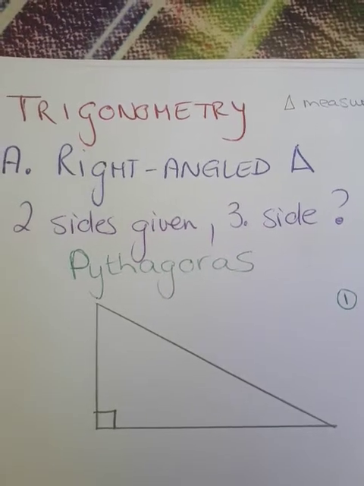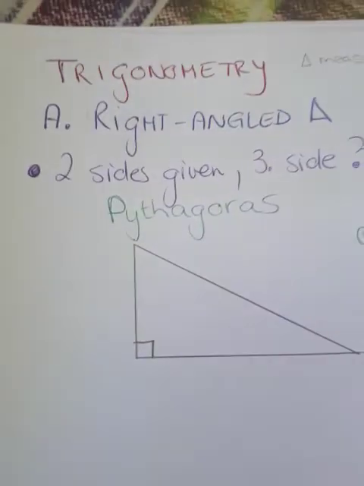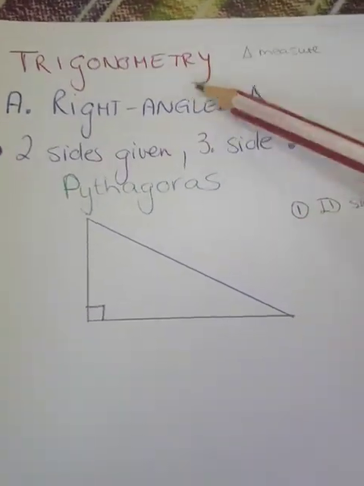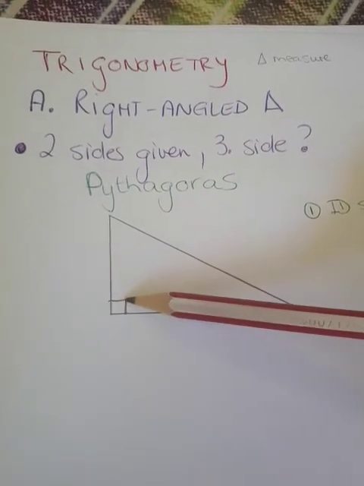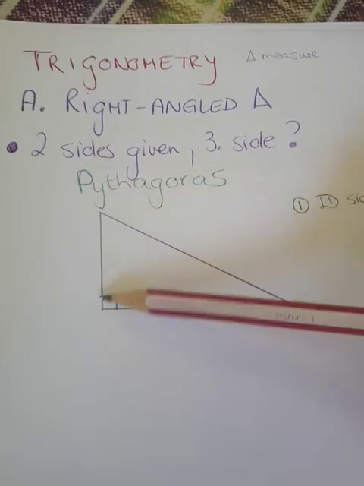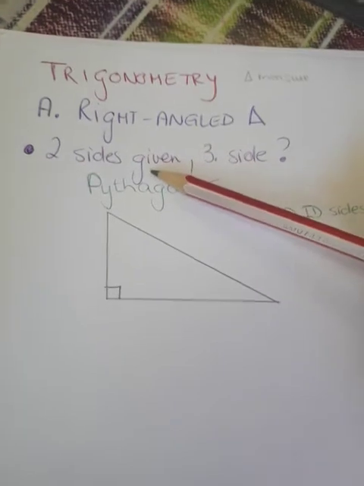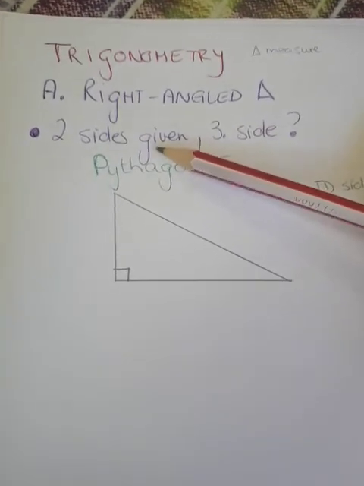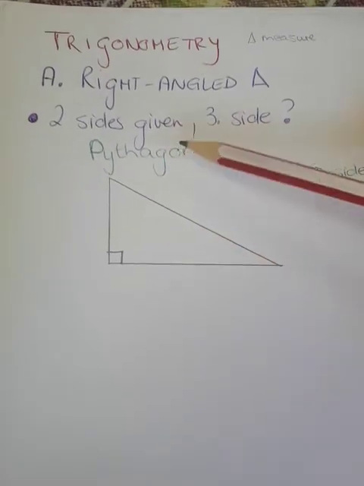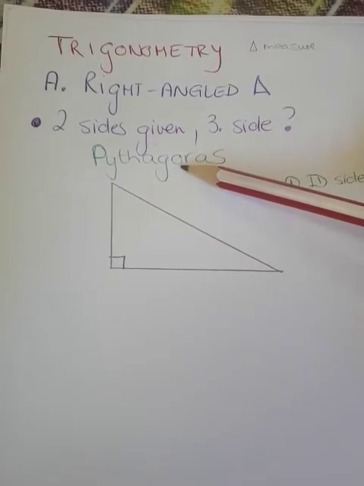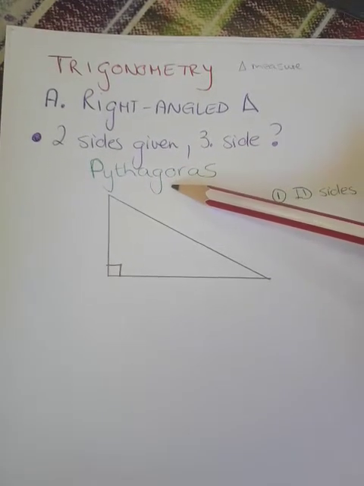Hello, today we are starting with trigonometry, and the whole of the first part is about right-angled triangles. Okay, now in right-angled triangles, people, we always have a 90-degree angle. So when you have a right-angled triangle, then we're going to look at our first possible question. If two sides are given and the third side is asked, then we use Pythagoras, right? And Pythagoras is a very, very important formula for you to know.